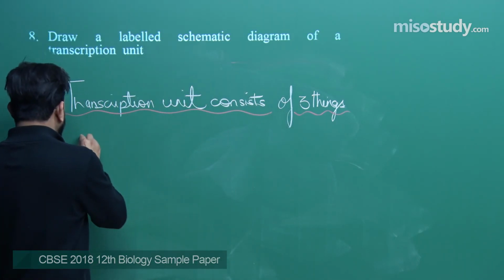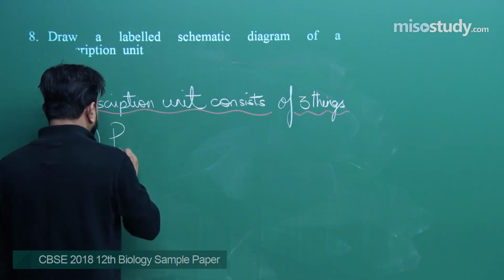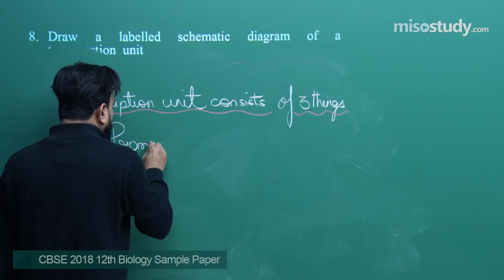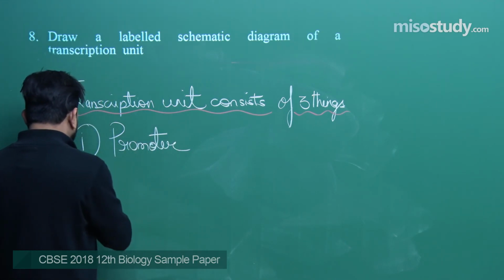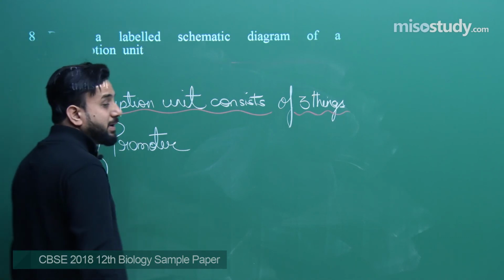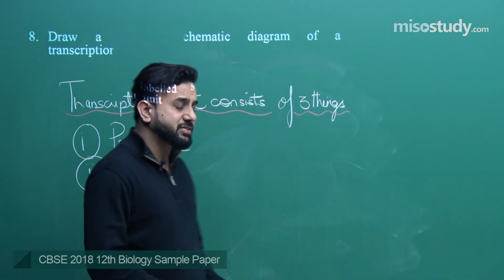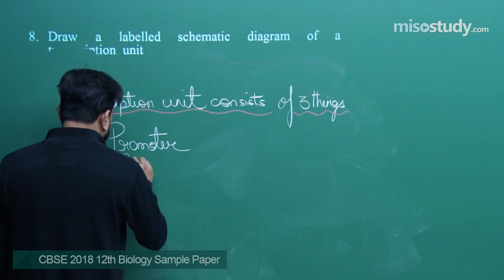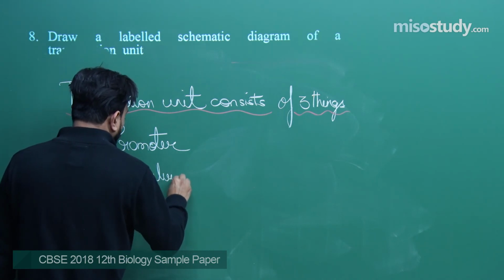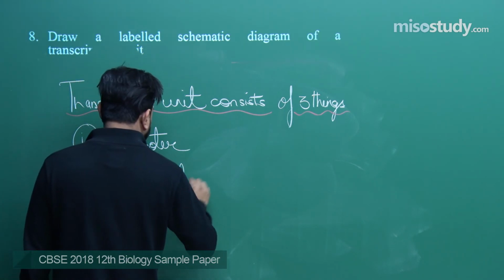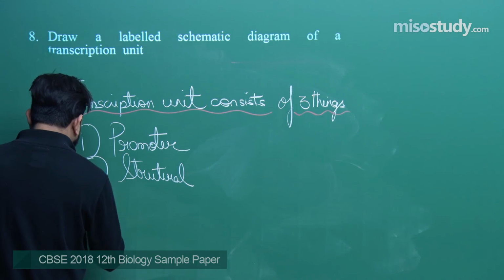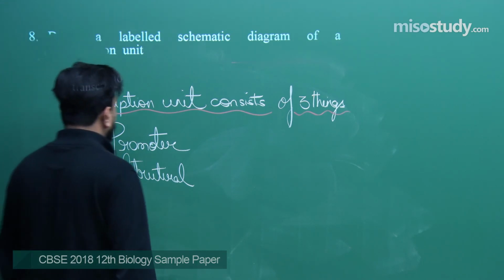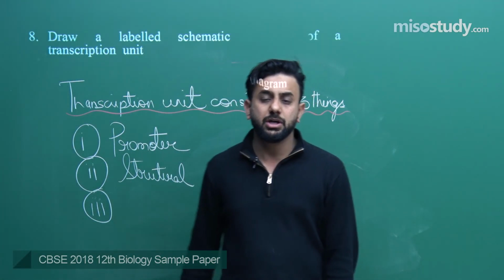The first among them will be the promoter. The second of them will be the structural gene, the structural region, and the third one will be the terminator.